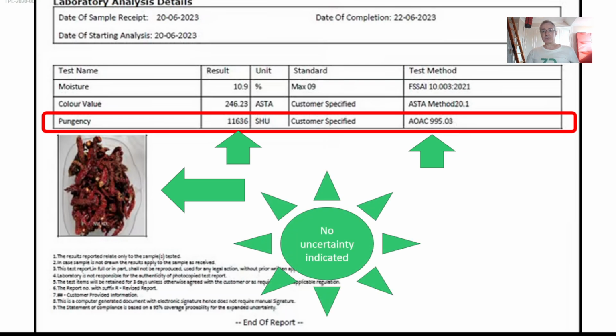My biggest concern on this is that there's no uncertainty indicated. Every time you make a measurement, there is an error associated with it, but there is no uncertainty. You would in fact take this as 11,636, but the question is plus or minus what? Plus or minus 10%, 20%, 50%? There's always an error, especially when you're measuring natural products like this. If they took the same sample and did the whole process again, they would not get the same result. There's an error associated with it, but they don't report that.